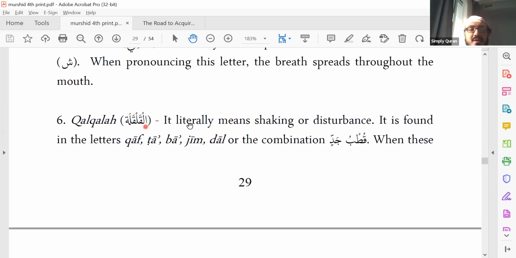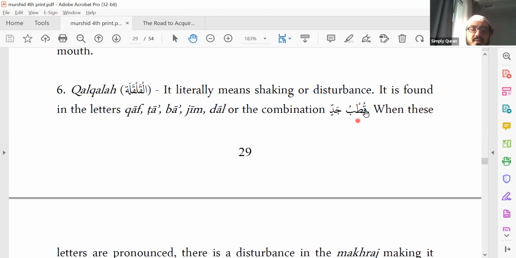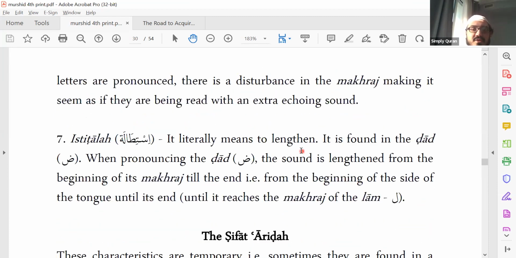If anyone knows any other reason, you can tell me. Okay, al-qalqala literally means to shake or disturb. It's found in the letters qaf, ta, ba, jim, dal. Remember, ajidu qattin bakat is what we use to remember the letters of shiddah. I know this is the first time you're hearing these mnemonics and they may be difficult, but inshallah it will be easier by next week. Another combination is qutbu jaddin: qaf, ta, ba, jim, dal. When these five letters are pronounced, there is a disturbance in the makhraj, making it seem as if they're being read with an extra echoing sound.